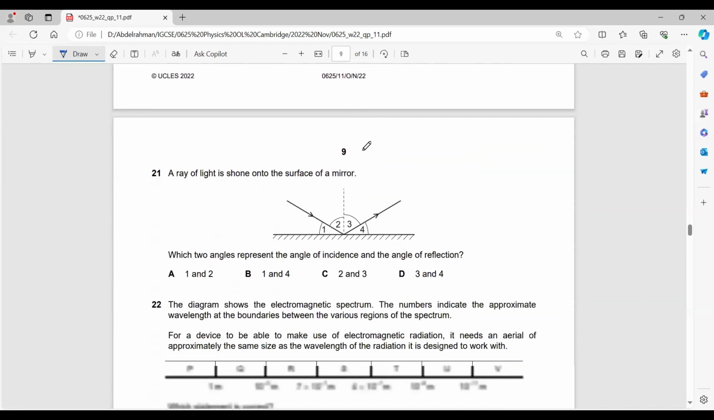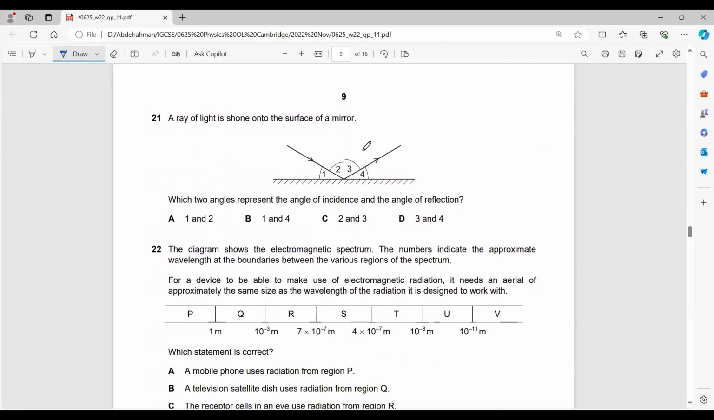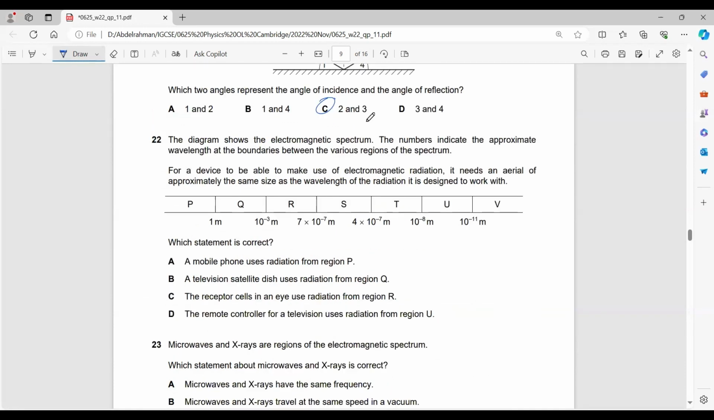Okay. Question 21. Which two angles represent the angle of incidence and reflection? Okay, 2 and 3. The diagram shows the electromagnetic spectrum. The numbers indicate the approximate wavelength at the boundaries.